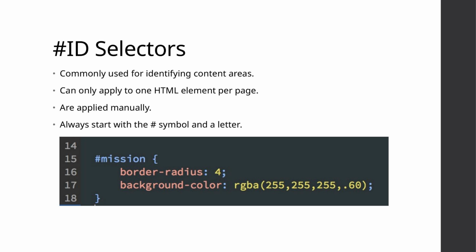ID selectors are essential for uniquely identifying content areas within a web page. They are applied manually and can only be used once per page, ensuring a unique style for a specific element. Always begin with the hash symbol followed by a letter, making them distinct from class selectors.